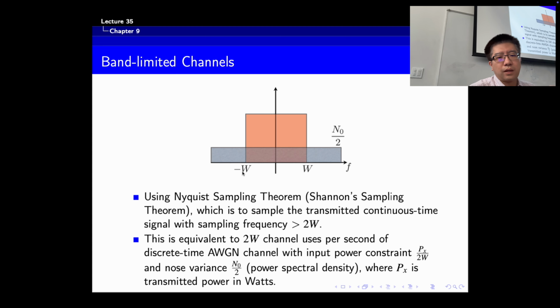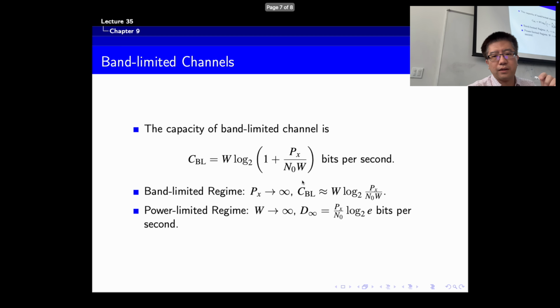So we need to use the Nyquist sampling theorem with the sampling frequency of 2 times W, where W is the bandwidth. Here W is basically this. The negative part doesn't count, only the positive part. So every second we have 2W samples, which means we have 2W channel uses. Every sample is a channel use, and for each channel use we can have a capacity of half times log of 1 plus signal to noise ratio, and then times W, so we get this. This is the capacity for the band limited channel.